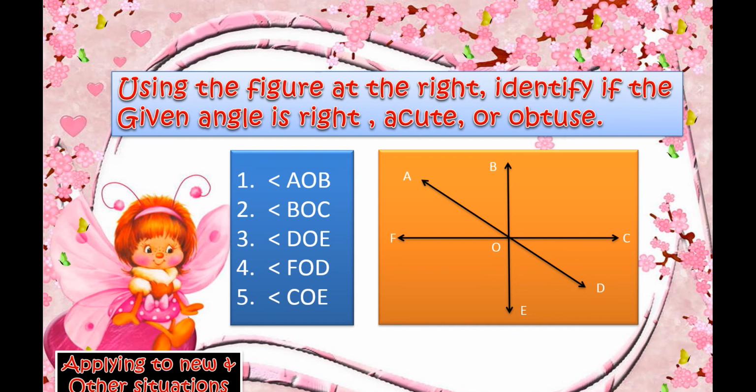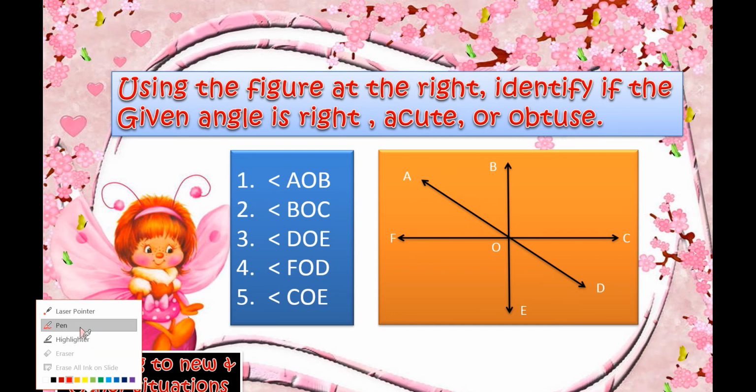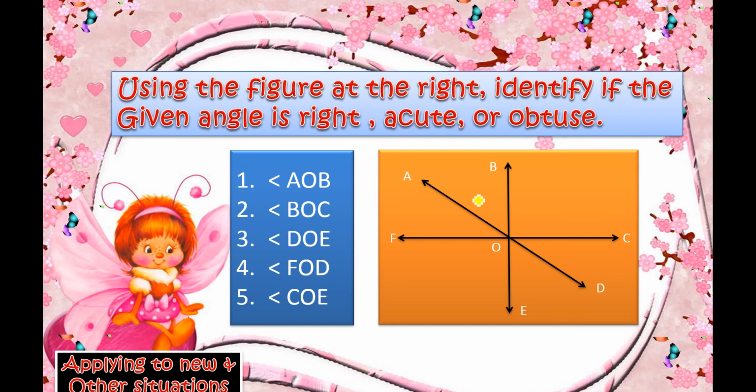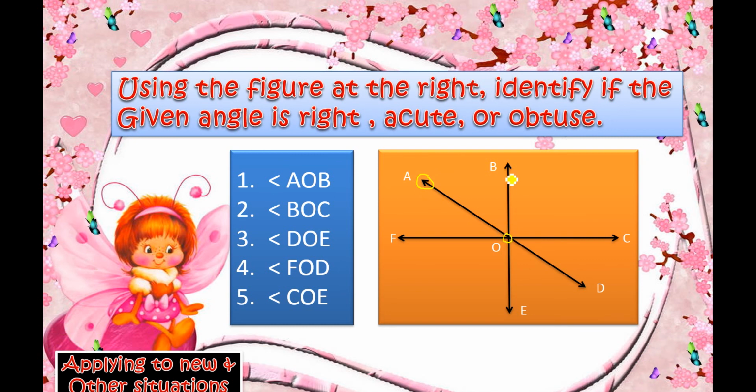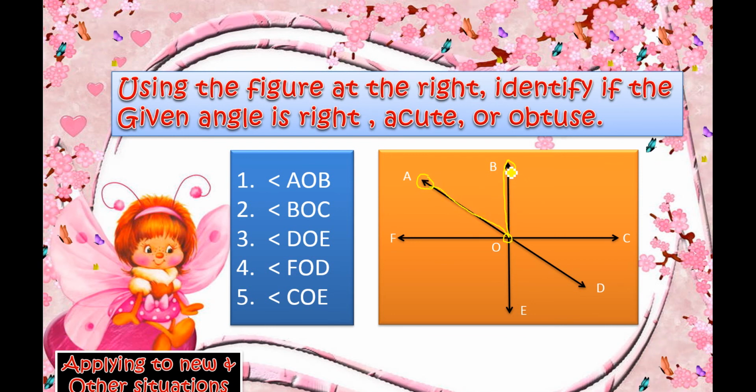Using the figure at the right, identify if the given angle is right, acute, or obtuse. For number 1, angle AOB. So you have to look for angle AOB. If we are referring to angle AOB, this is your A, your O, and your B. So A, the ray here, or the line AOB. What angle is that, class?